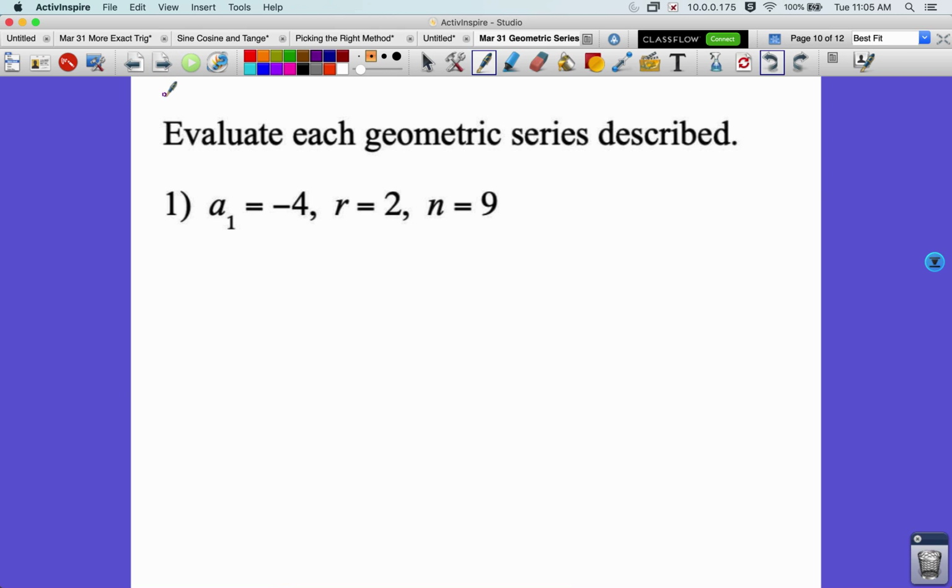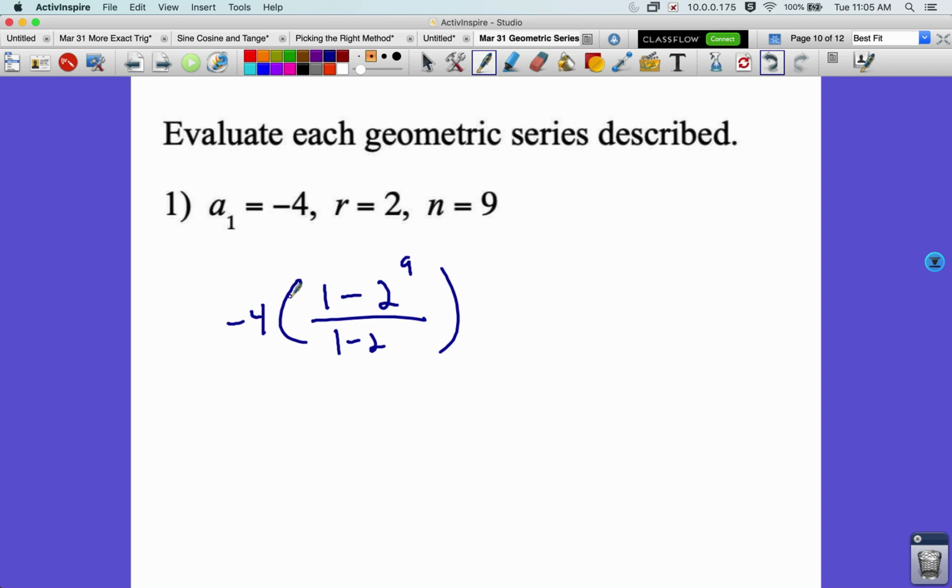A few more. So here it just tells us the a sub 1, the r, and the n. And when it gives you this information, you don't have to do anything extra. You can just plug it straight into the formula. Let's just practice the formula again. All right, negative 4 times. I filled in the values where they need to go. You should practice plugging this into your calculators. Make sure you get the same number that I get.